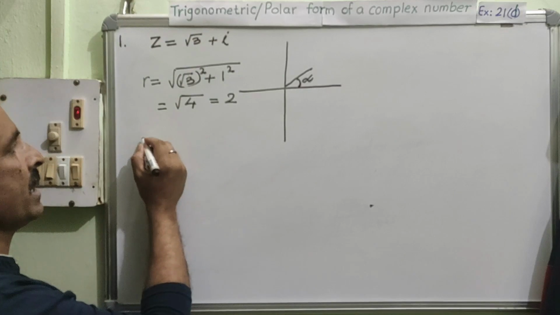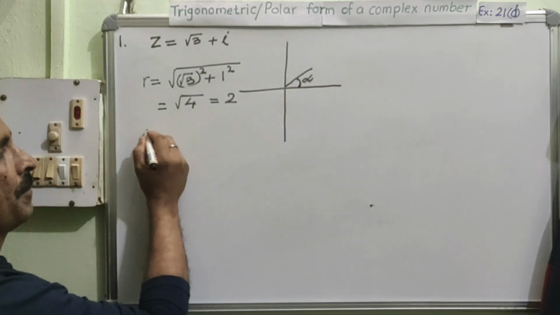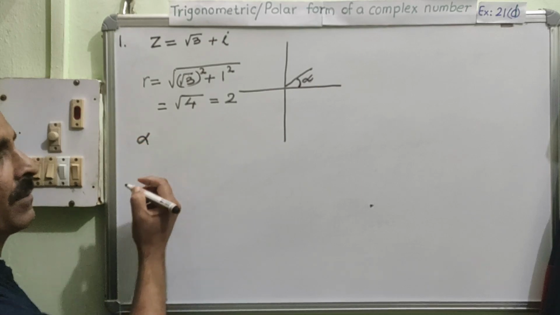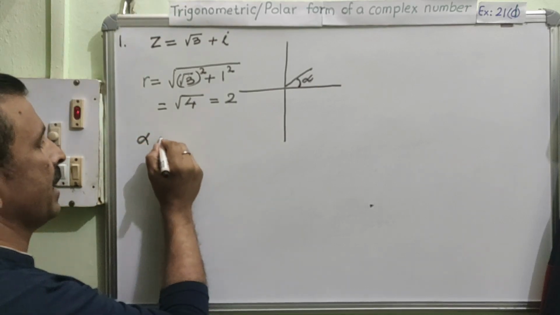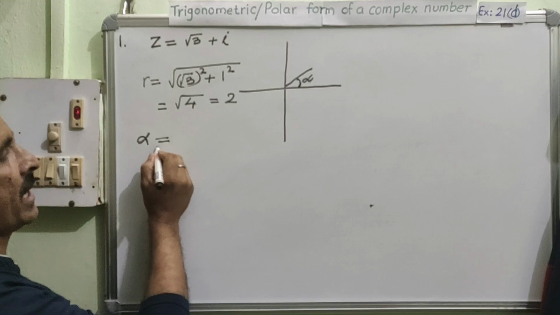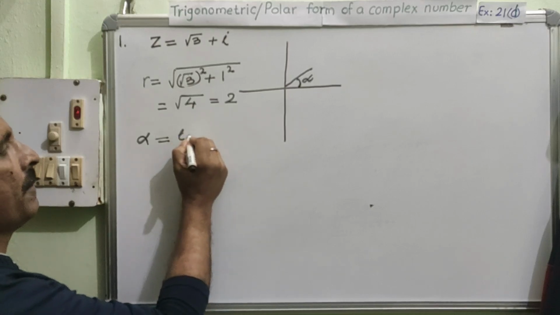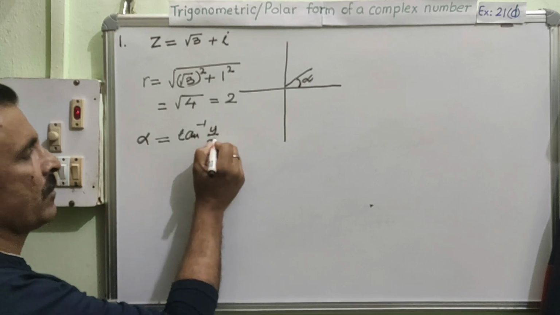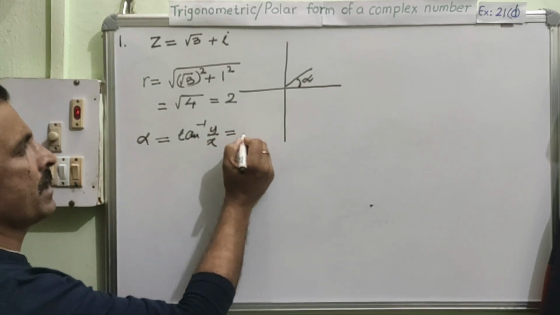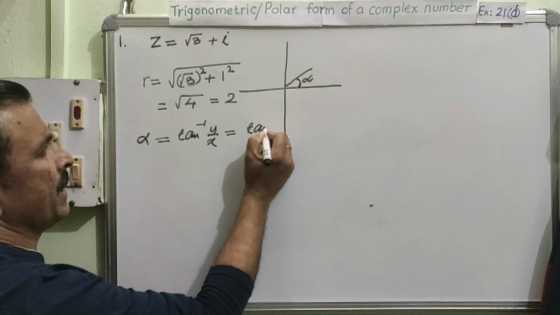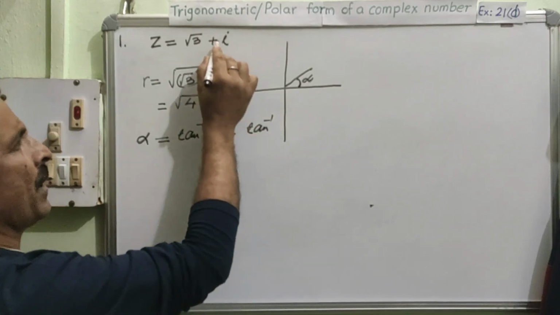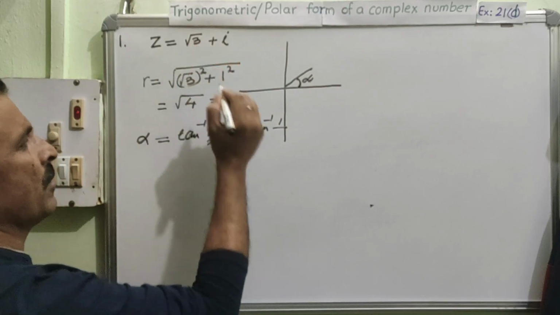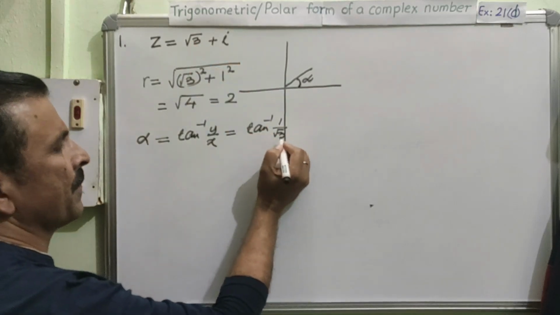Now we are going to calculate the acute angle first of all. Only after calculating the acute angle, we will then calculate the amplitude. This acute angle is tan inverse of y over x, right? y is the coefficient of i, that is 1. And then x is this value, root 3.